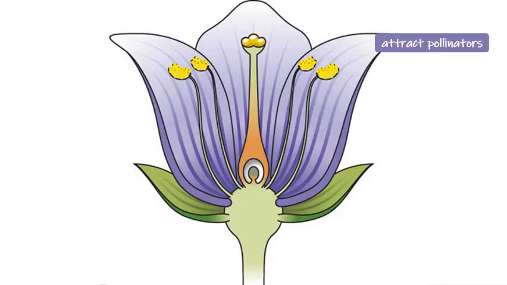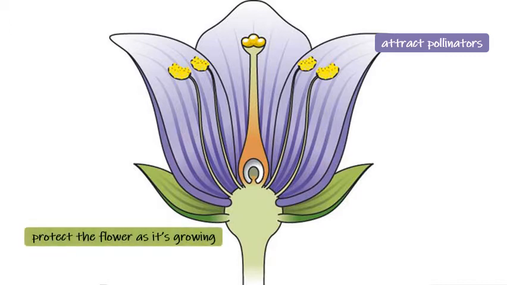What's the function of the petals? Petals are the colored parts of the flower. They usually have a beautiful smell, and this is for attracting pollinators. The sepals, which are the leaf-like structures, help protect the flower when it's still young and small and when it's a bud.